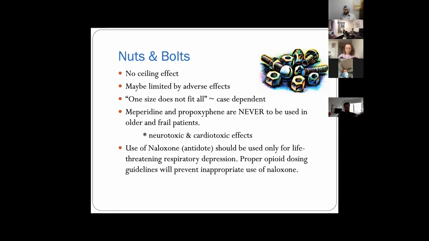The last thing that I wanted to point out in this slide is that there is a place for naloxone. It's not a bad antidote. It's definitely important. However, it's usually for when we're thinking about life-threatening respiratory depression, when the respiratory rate is less than 8 or less than 10, and you're definitely seeing signs of somnolence and the patient is unarousable. Then you definitely need to use naloxone.